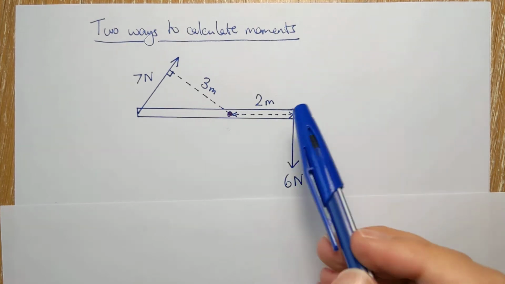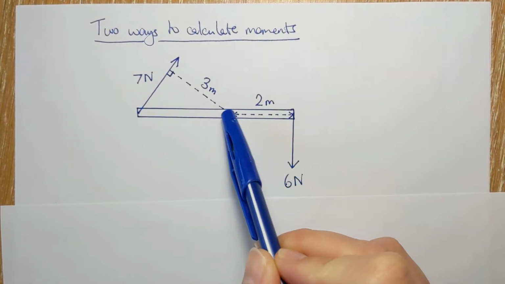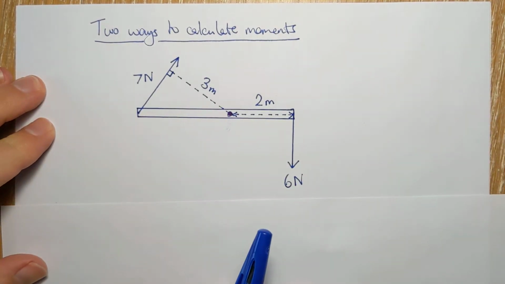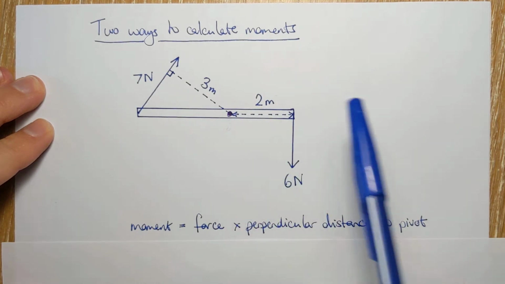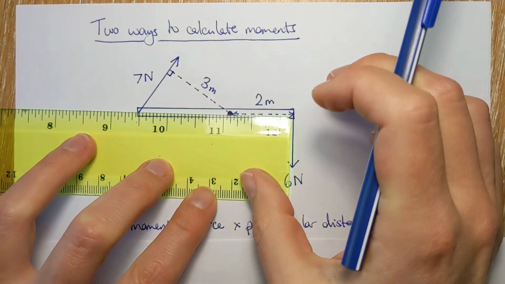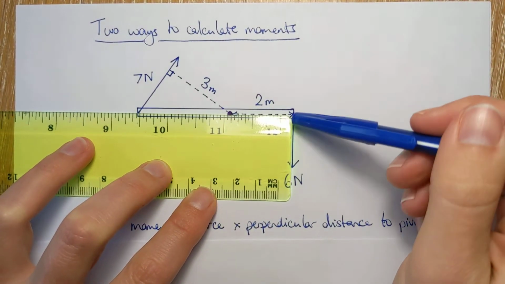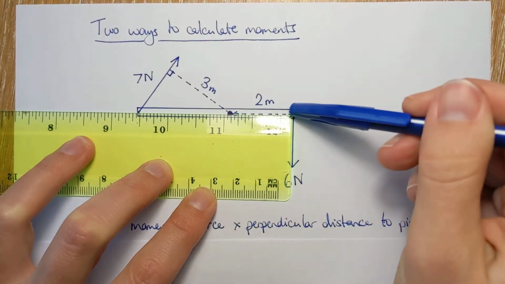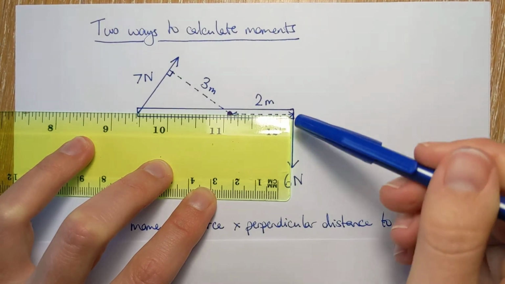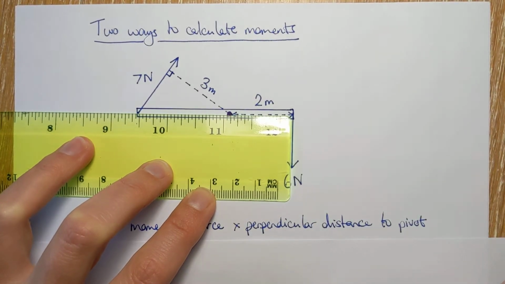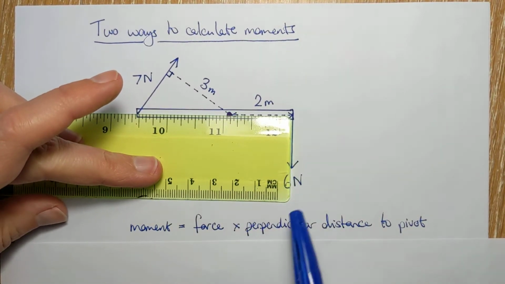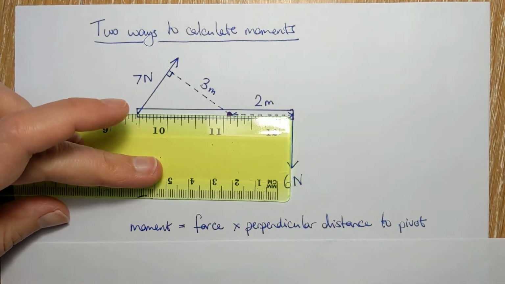Now, if the question tells you the perpendicular distance from the force to the point, then you're going to multiply the force by that perpendicular distance. So for example, this 6 Newton force here, I can put my ruler on and I can see that there is a right angle between the force and that marked distance there. So this is the perpendicular distance from the force to the point. And so the moment due to the 6 newtons about that point is just 6 times 2, that's 12 Newton meters.